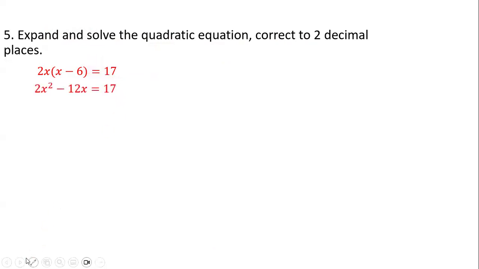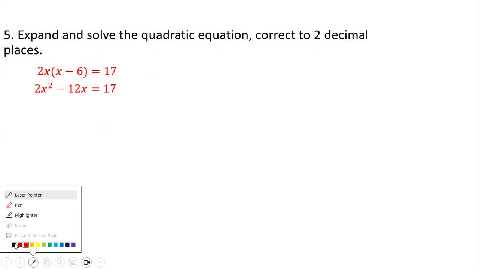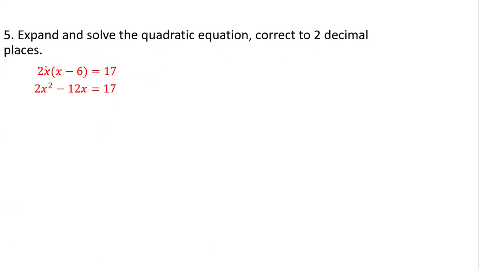Now, the first thing that we're going to do is distribute. So we say 2x multiplied by x, and we say 2x multiplied by negative 6. And so let's multiply this. We have 2x multiplied by x, which gives us 2x squared. And we have 2x multiplied by negative 6, which gives us negative 12x. And that's going to be equal to 17.